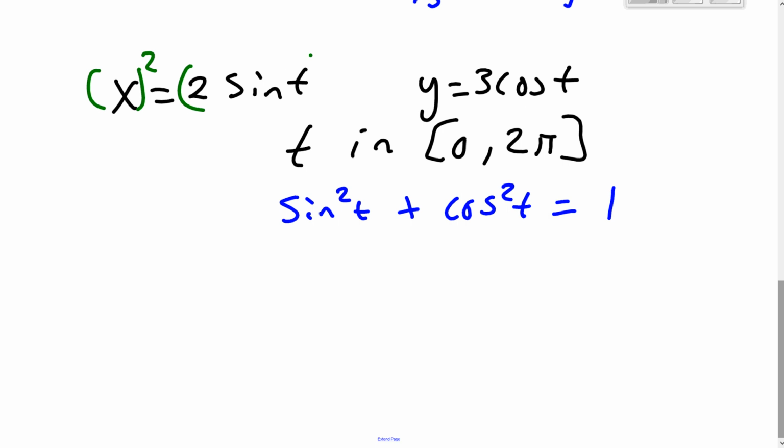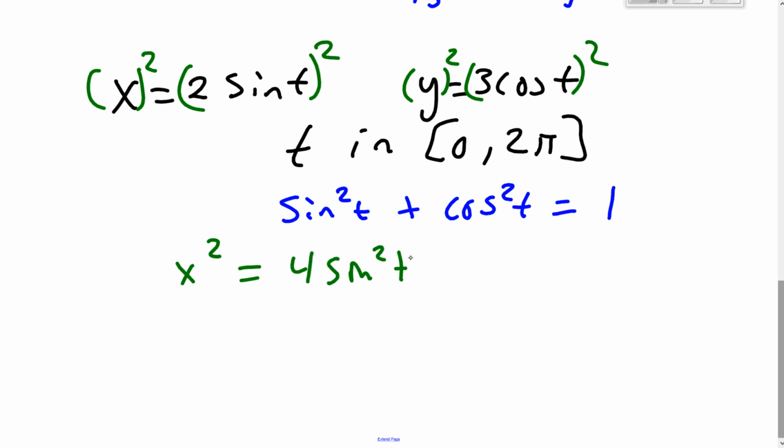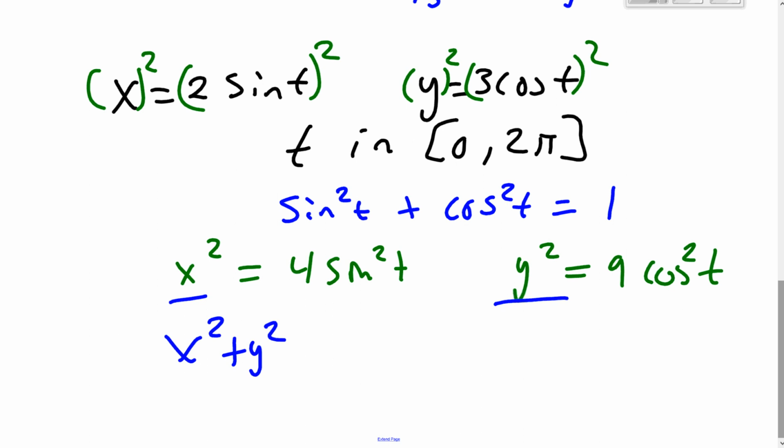So if I square both sides of each equation, then I get x squared is equal to 4 sine squared t, and y squared is equal to 9 cosine squared t. Now I'm going to add these two equations, so I take x squared plus y squared. If I add x squared and y squared, I have to add what they equal, so 4 sine squared t plus 9 cosine squared t.